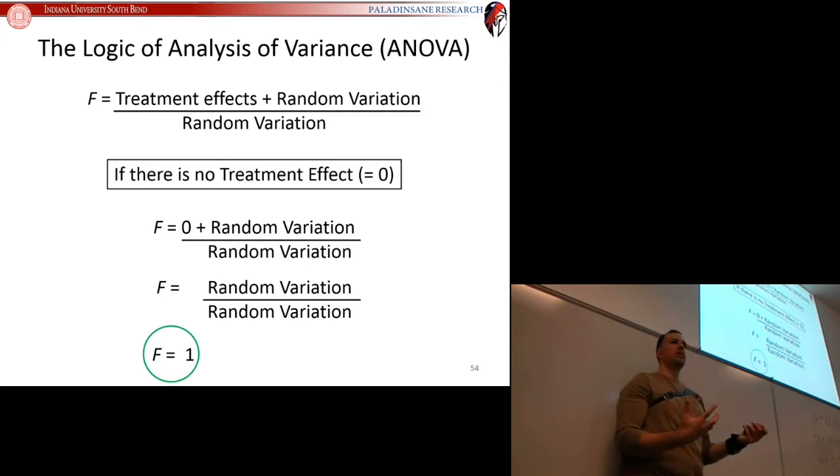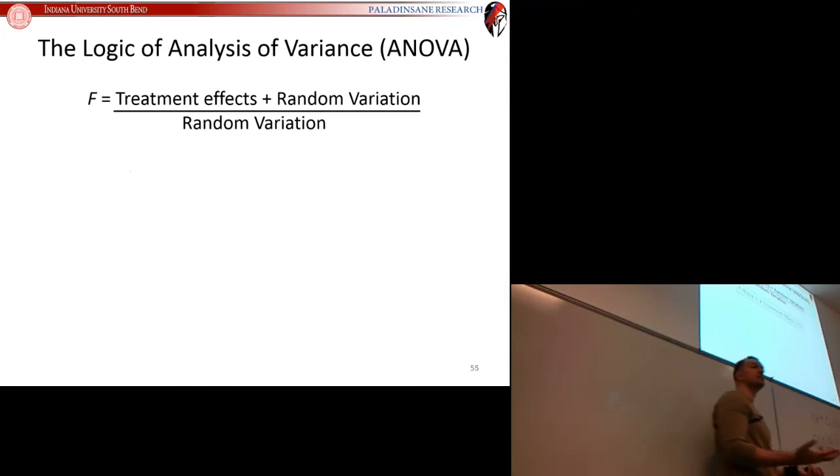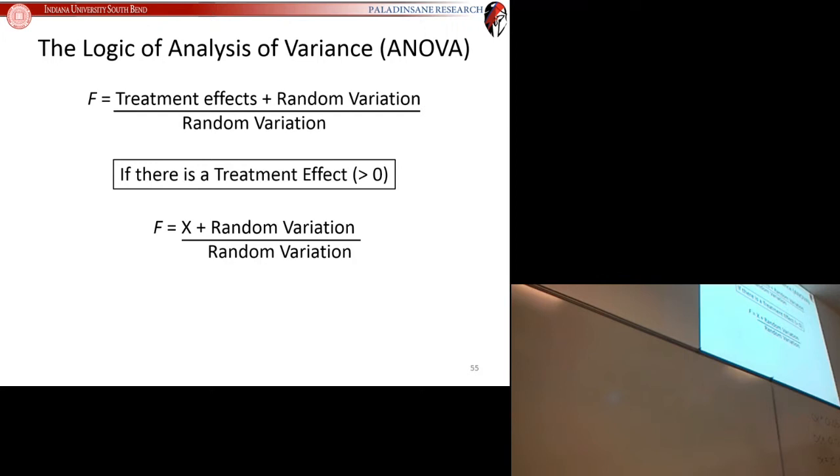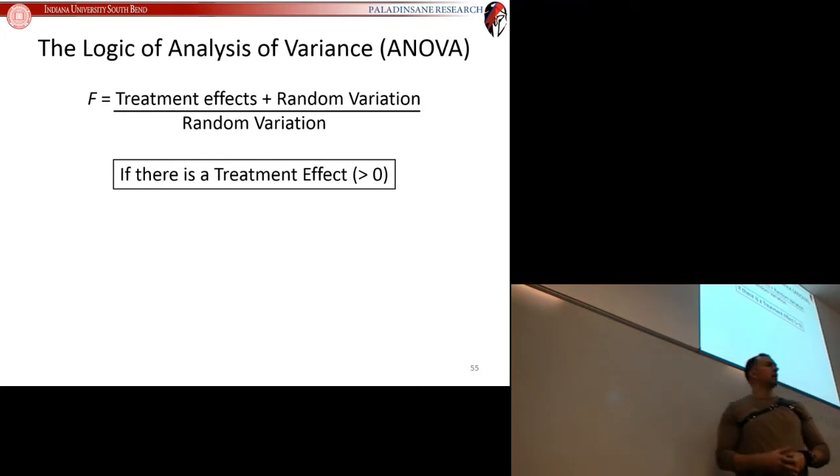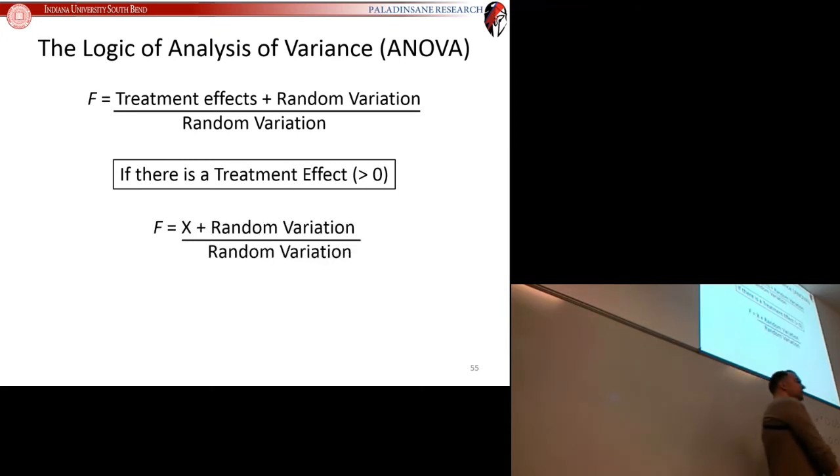What if there is a treatment effect? What if your treatment actually does something? What if your treatment actually has an effect? Well, in this case, the treatment effect is greater than 0. Saying that there is a treatment effect means that your treatment effect is more than nothing. It's greater than 0. So once again, we can sub that into our formula. And we'll say that the treatment effect, we'll represent it by the variable x. Right? So x is the amount of treatment effect.